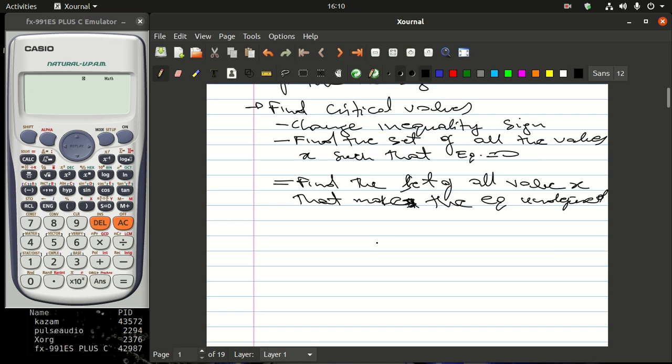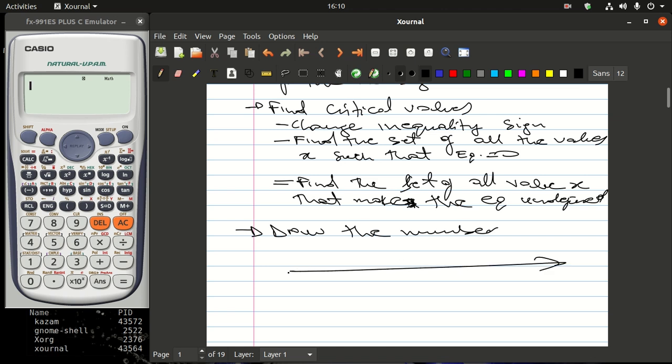The next step is, once you find your critical values, you draw the number line. This is going to be your number line. Once you draw your number line, you mark the critical values there. Just write your critical values there, and then you have some holes there.